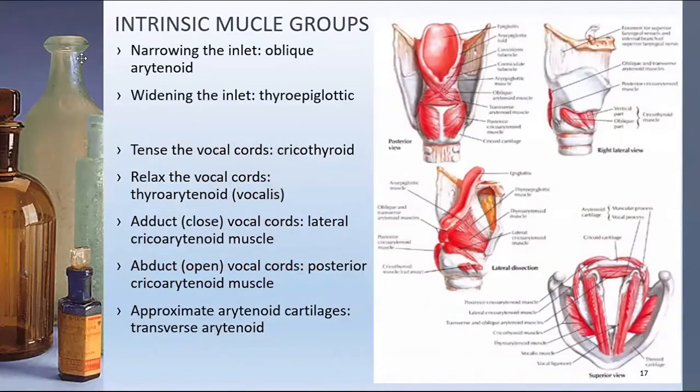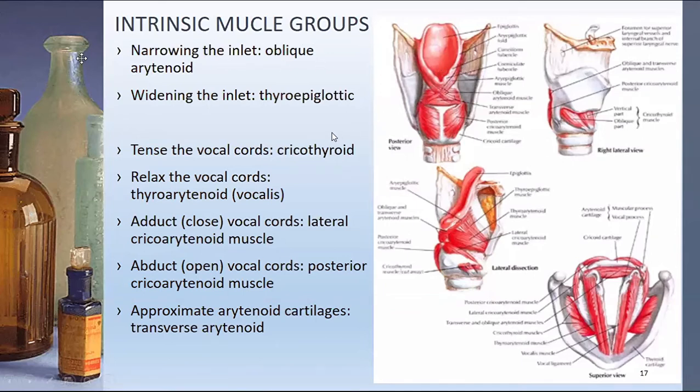Now, for your intrinsic muscle groups, we have seven, right? The first two muscles close or open the inlet. The oblique arytenoids, which is the crisscrossing muscle, slings around the laryngeal inlet. So when it contracts, it closes. Parang tali siya, no? It closes the inlet. So it narrows the inlet, the oblique arytenoids.